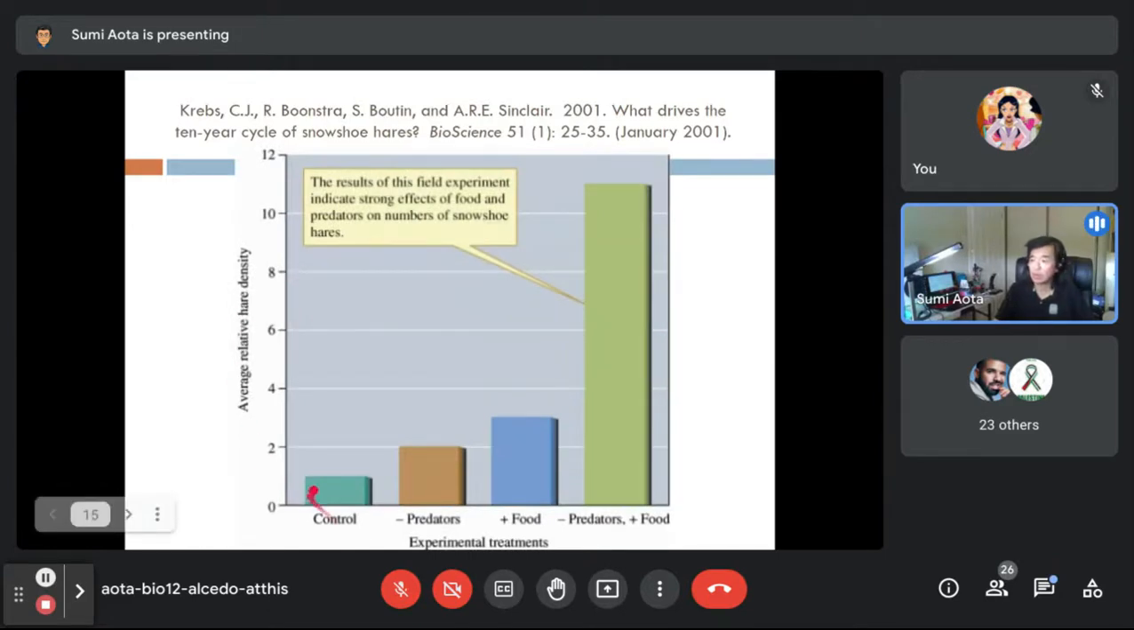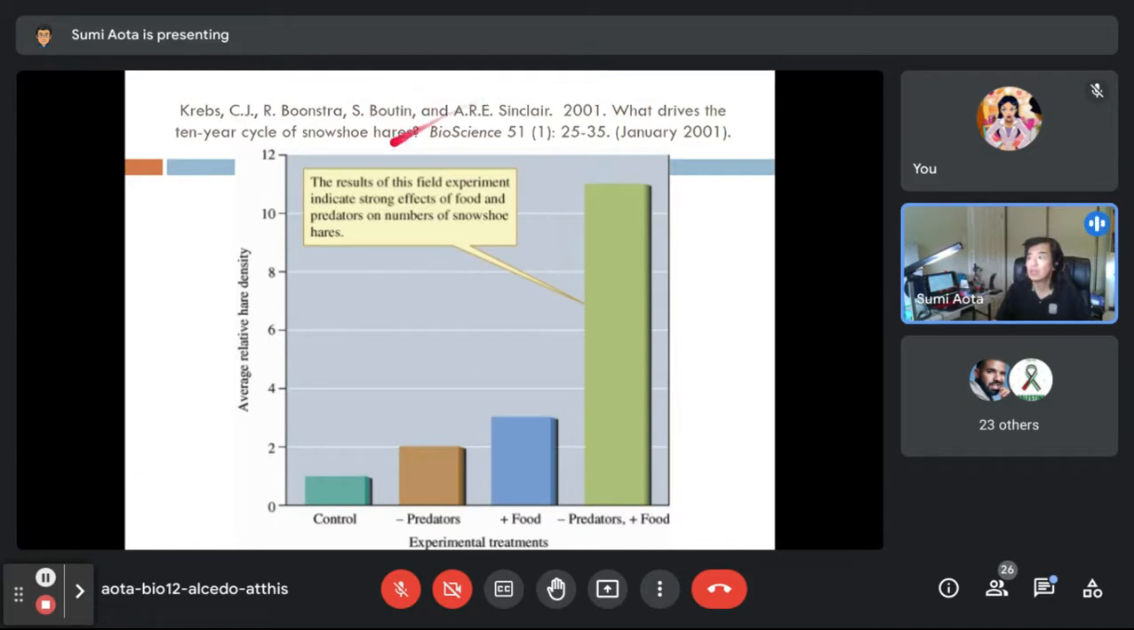So in the control, if we set the control level at 1, removing all the lynx predators caused the snowshoe hare population to double over control. If we left the lynx in there, but just increased the amount of food available for the hares, then the population of bunnies went up 3 times. But if you increase the food the same amount, and then remove all the predators, the number of hares in that 4th field went up by 11 times over control values.